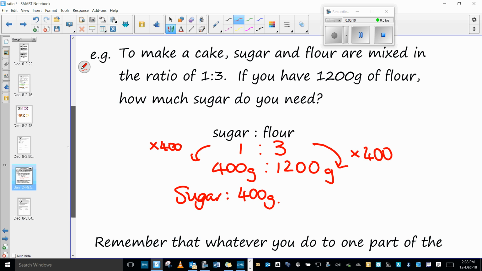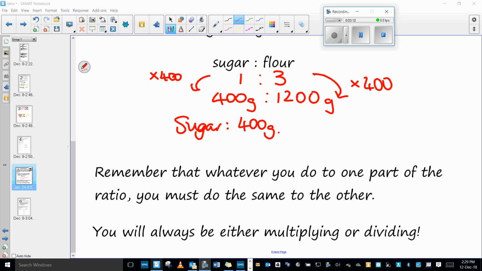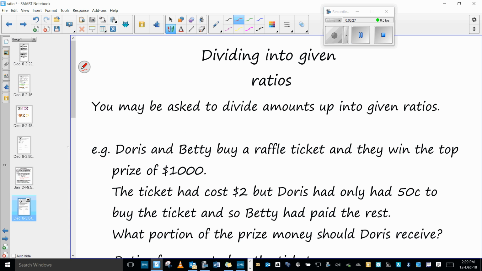Alright, so as I said at the bottom there, it says remember that what you do to one part of the ratio, you must do the same to the other. So if you multiply one side by 400, you must do the other. You will always be either multiplying or dividing. Okay, this is the last thing that we're going to do, dividing into ratios. And these are very common types of questions.